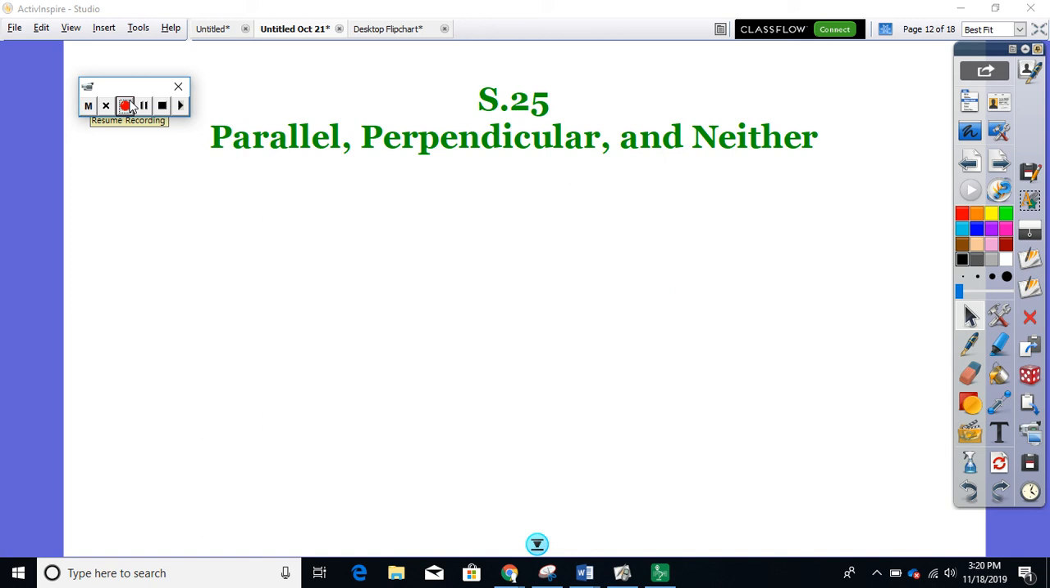So we're going to talk about S.25, and that talks about parallel lines, perpendicular, and does it have to be one or the other? It could be neither. So let's see what we're talking about.